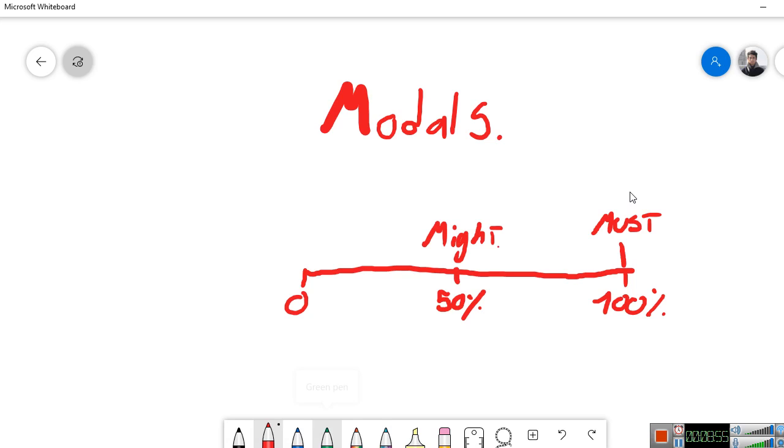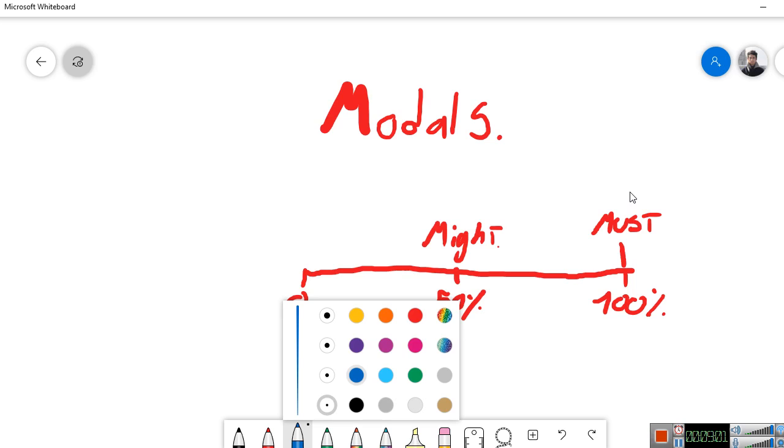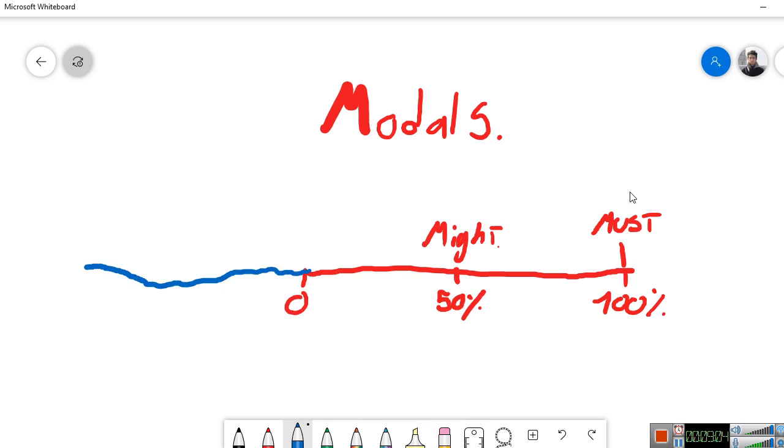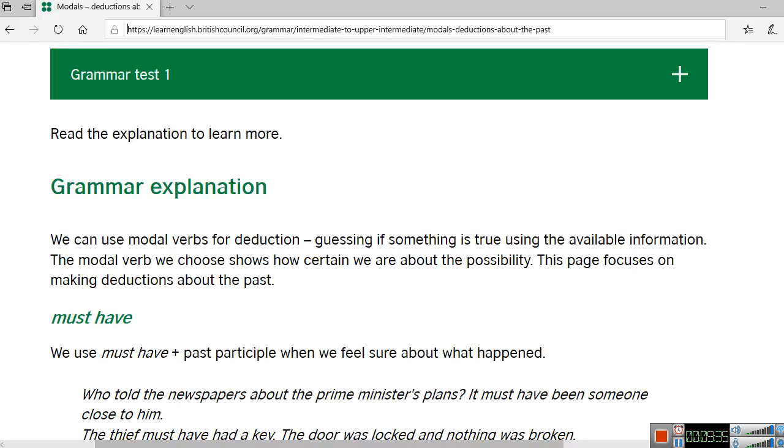But we also have the opposite side of the spectrum, and we're gonna call that negative 100%, and that's when we're sure something is not happening. In that case, we use can't. And those are the 3 modals that I want you to pay special attention to in this lesson. So let's start with the grammar explanation for that.